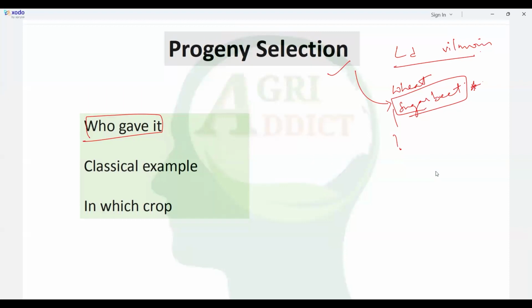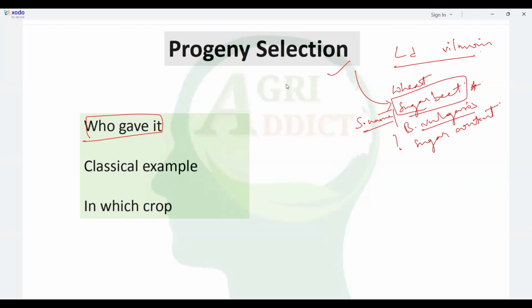Increasing sugar content. So just to increase the sugar content. Yeah, he performed the progeny selection in sugar beet in order to increase the sugar content of the sugar beet. Okay. And then go back and read what is the scientific name of sugar beet. Beta vulgaris. That is most important. Okay.